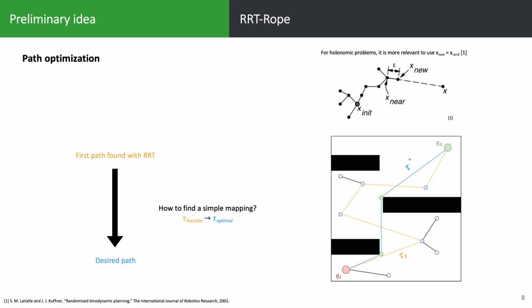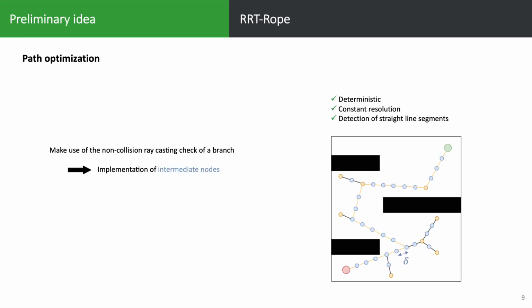The next step is now to find the mapping between the yellow and the blue path. One could do so by making use of the non-collision information you already have thanks to the raycasting check that was performed during the tree construction. Since you know that every point located on a branch is in the free space, you can implement intermediate nodes. Then we developed a deterministic approach for connecting them with a consistent resolution. We also look for straight line segments to avoid irrelevant shortcuts.